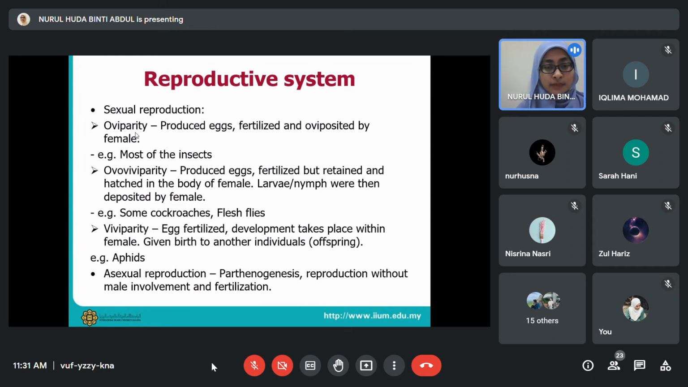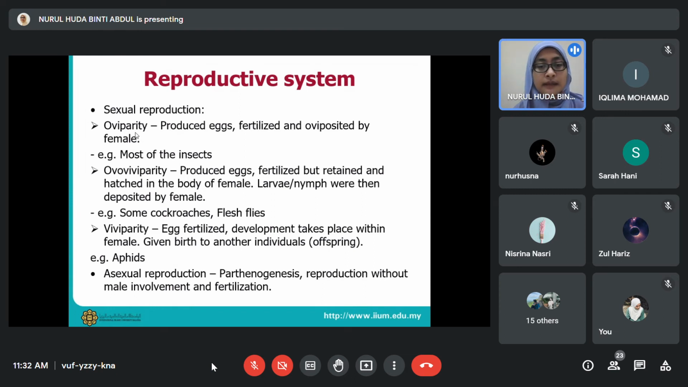Okay, so asalnya kita ada ovum, sperm, and then fertilize. Rather than producing eggs macam ayam, it's actually developed individual to develop inside the body. Okay, and then we give birth to the baby, right? So sama lah cerita kat dalam insect ni, viviparity. For example, shown by aphid. Okay, so it gives birth to another individual similar to a mother.